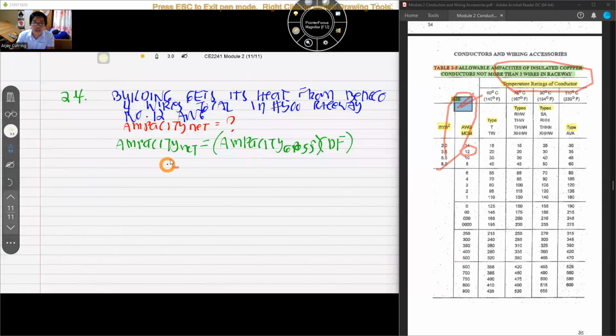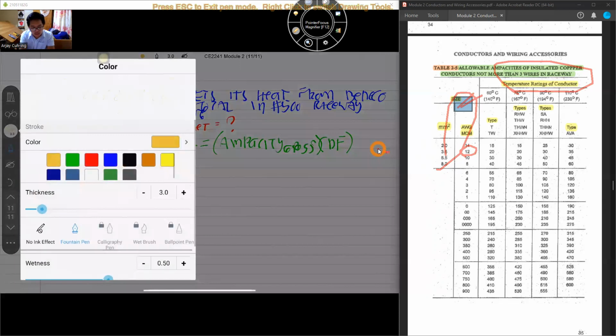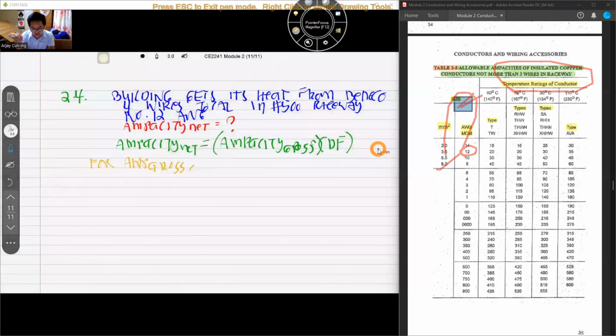So for us, class, di ba, para makuha natin yung net, kailangan natin kunin yung ampacity gross tapos yung derating factor. Okay? So unahin natin, class, yung ating ampacity gross. So for ampacity gross. Okay, so anong table yung gagamitin natin, class? Gamitin natin, class, si table 2.5, okay. Pero yun nga, wala pa tayo kasi ng temperature rating.